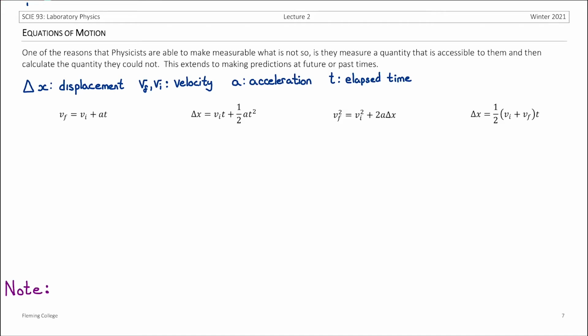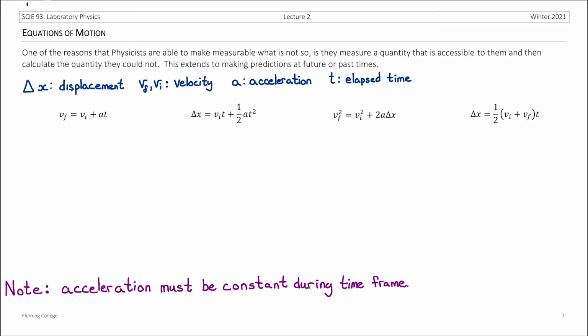One of the key assumptions made with these equations of motion is that the acceleration is constant through the entire time frame. If your acceleration changes in the problem, then you must repeat the step we did in the previous example, where we break the whole problem up into time sections where the acceleration is assumed to be constant.